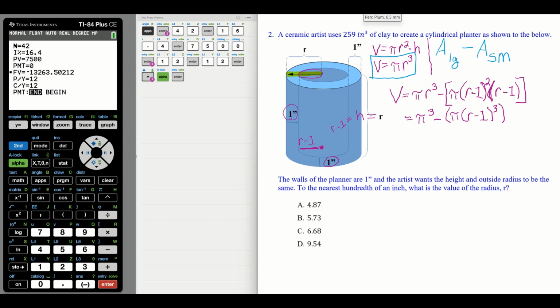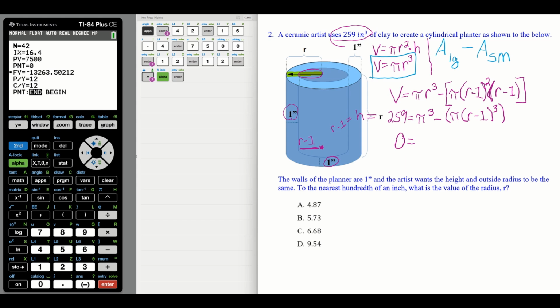But we were given that value. That's 259. Okay, now it works. All right, so we can't put that in our calculator as is. If you think about it, we want it to look like a function. So if we put 0 here, meaning that we're going to subtract 259 from both sides.